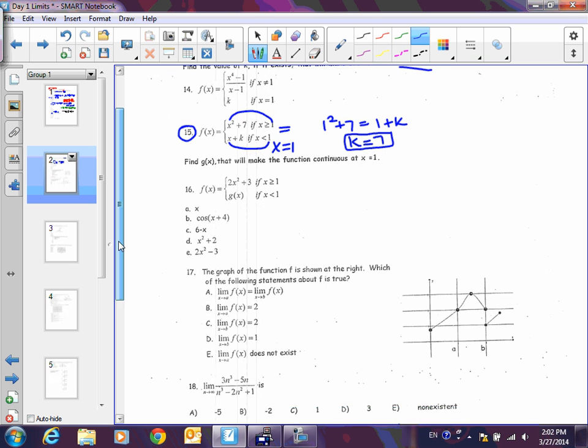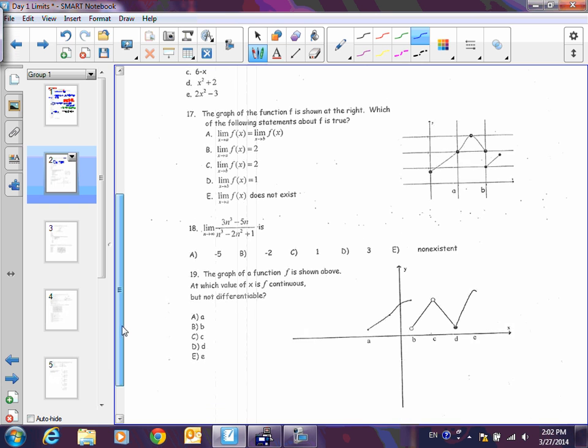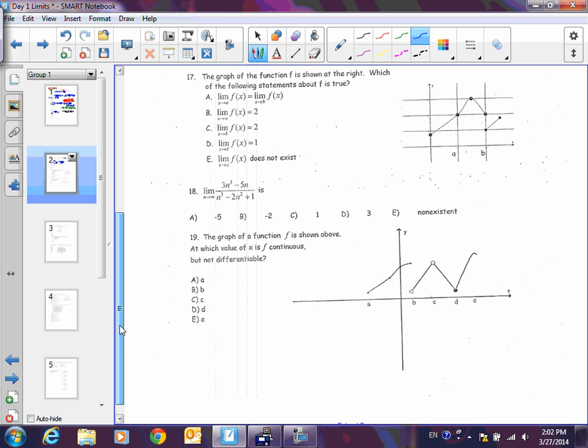All right, let's look at number 17 together. So number 17 is a multiple choice question. This was on a past AP test. It says the graph of the function f is shown at the right, which of the following statements about f is true.